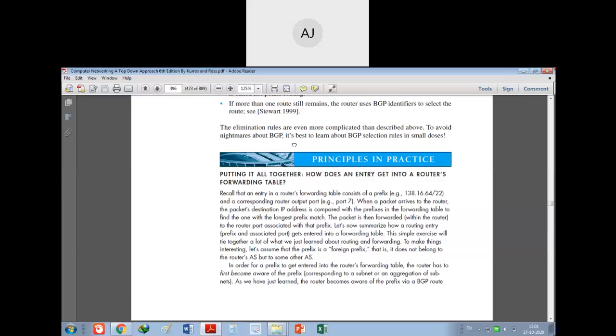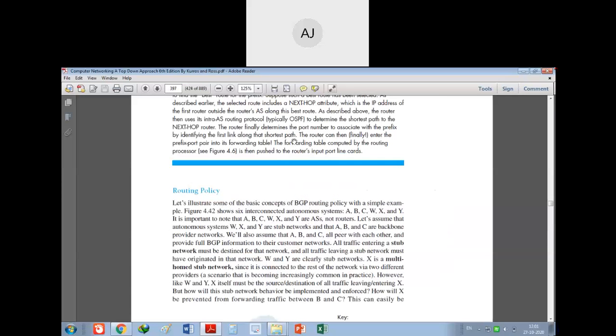Okay. Next is the routing policy. How are you going to choose the shortest path, or what policy? There should be some policies, no? If two paths are there, why have you chosen only this particular path? That is what the routing policy is.